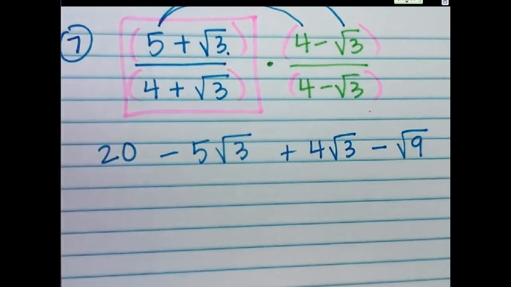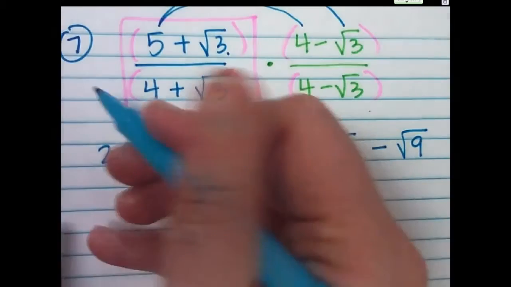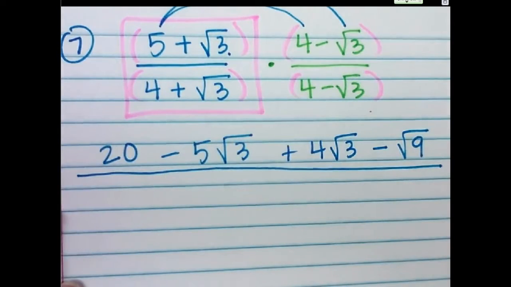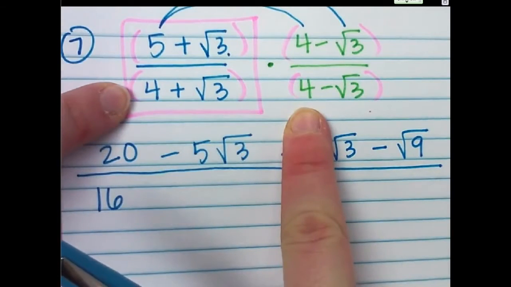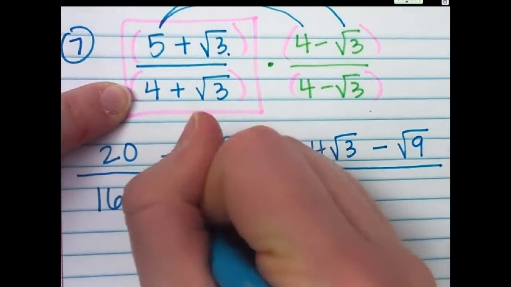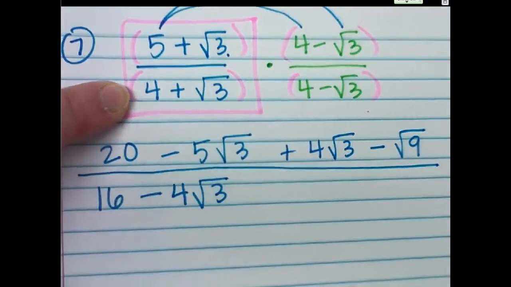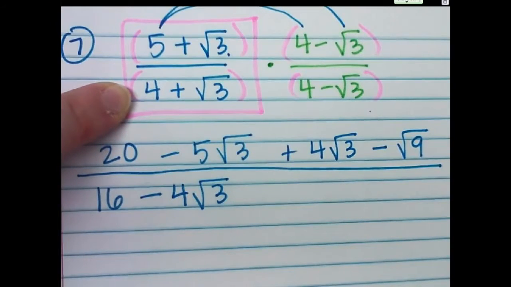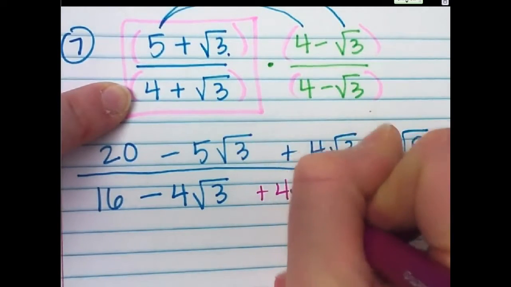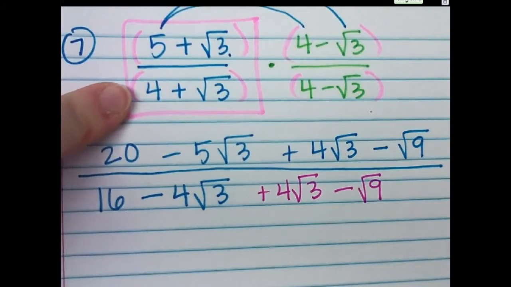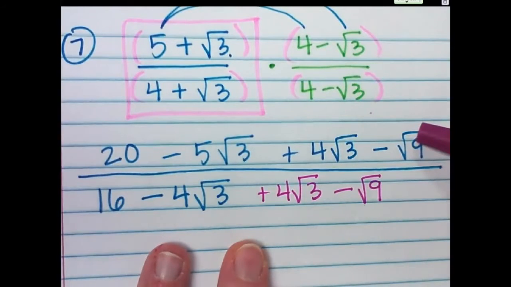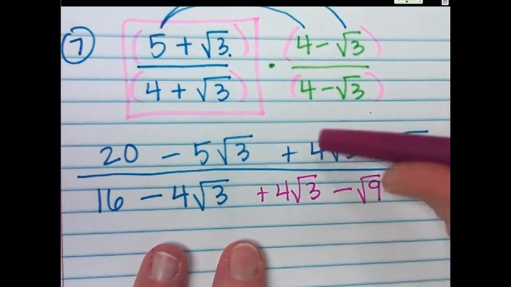Do you want to simplify the top before you do the bottom, or do you want to just do the bottom now and simplify together? Okay, I'm going to do the bottom. So on the bottom, I'm going to FOIL again. 4 times 4 is 16. 4 times negative square root 3 is negative 4 square root 3. Then I do the next one. Positive 4 square root 3 minus square root 9. Here's what I don't want to see. Do not cross these things out because they're the same. You cannot do that. Can't just cross these out.